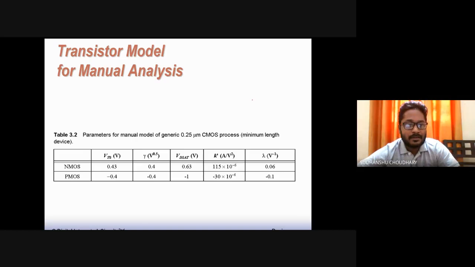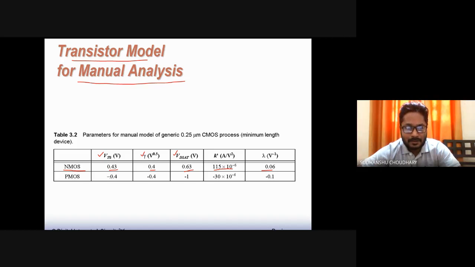Now in SPICE, you will find a transistor model. In fact, that same transistor model can also be utilized for manual analysis. So on paper, you can calculate the circuit parameters. If you use this manual model, this is also in the SPICE model file. So this tells me that for NMOS, VT naught, that is the zero bias threshold voltage, is somewhere around 0.43 volts. Gamma, the body effect coefficient, is somewhere around 0.4. VDSAT is 0.63. Then the process transconductance parameter is this much. Lambda is this much.